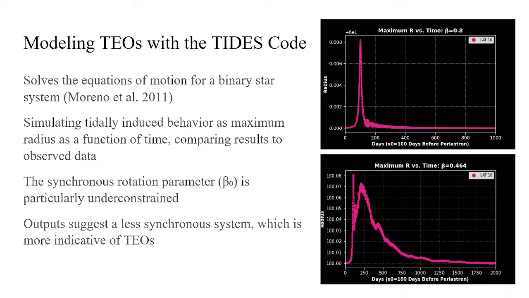So in this top plot here, I have a pretty high beta naught value, and we're seeing this one really intense pulsation, then the system kind of flatlines. Versus for the bottom plot, I have a lower beta naught value where we're getting pulsations that are more indicative of the observed light curve, and thus good evidence that tidally induced behavior is possible.